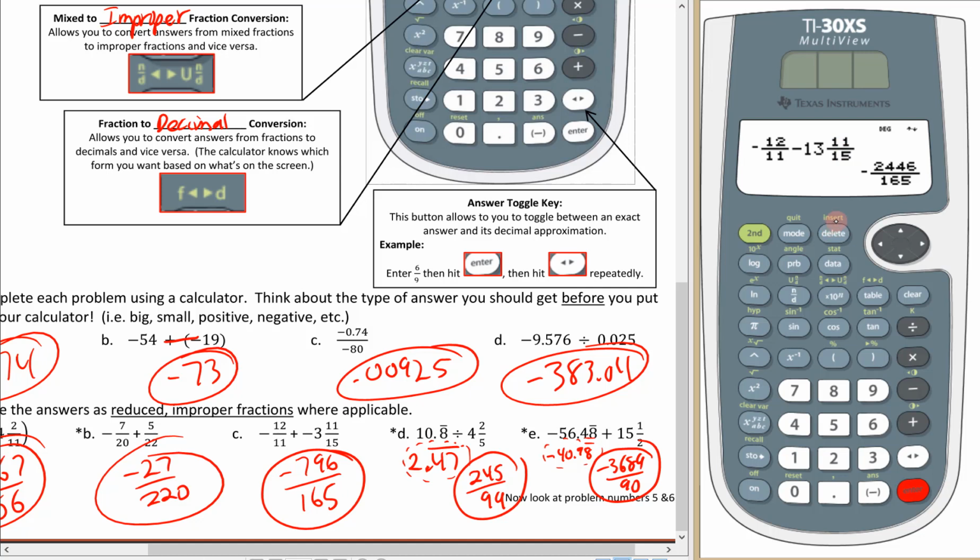So hopefully going through some of the functions of this calculator and showing you how those work has been helpful. Good luck on the homework.